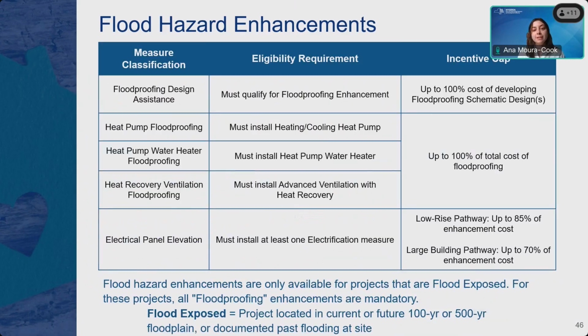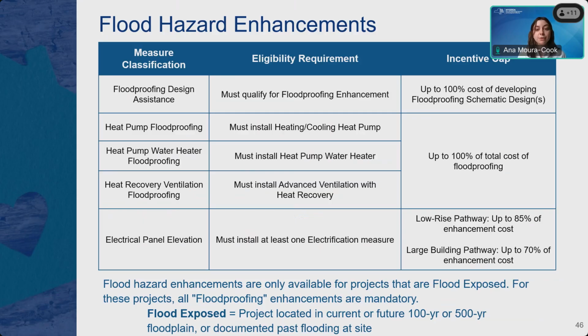So moving first to our flood hazard enhancements. The table looks a little complicated, but the main thing to know is that the primary kinds of measures offered here are flood proofing of heat pumps, heat pump water heaters, and heat or energy recovery ventilation measures. All of these flood hazard enhancements are for projects that are deemed flood exposed. The definition of that is on the screen.